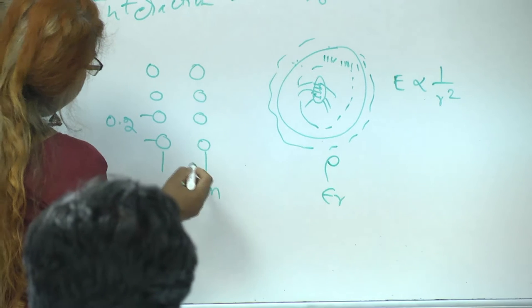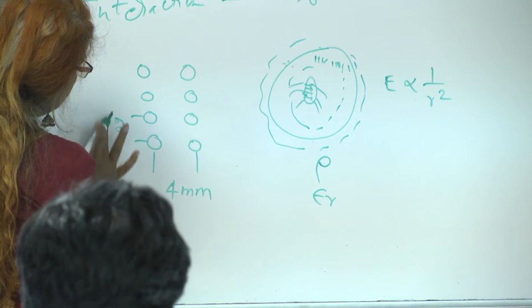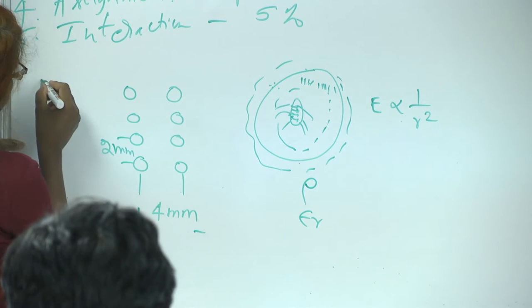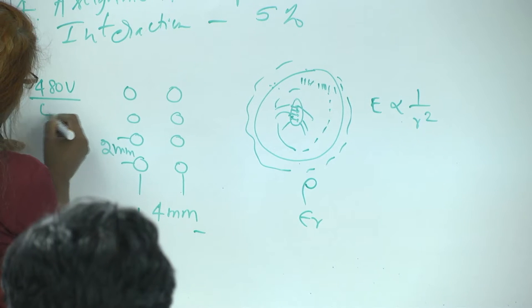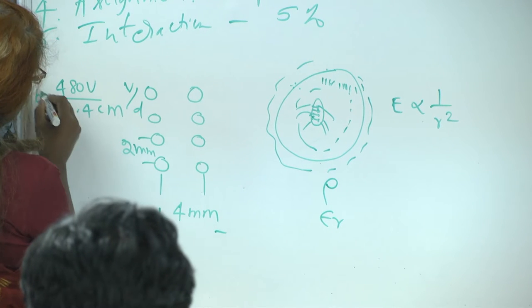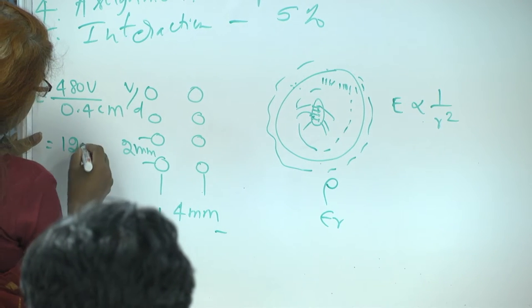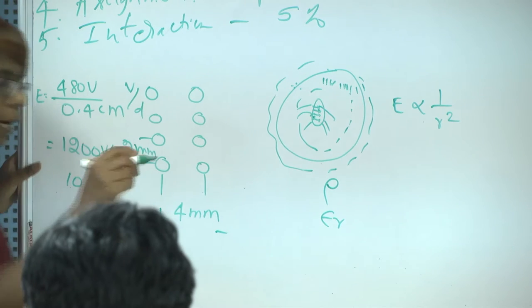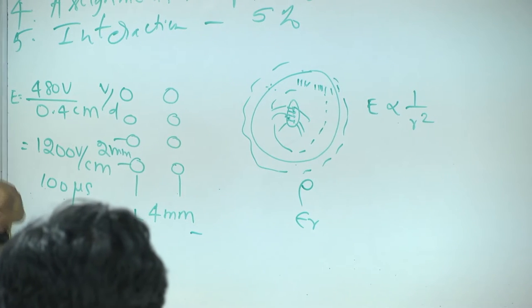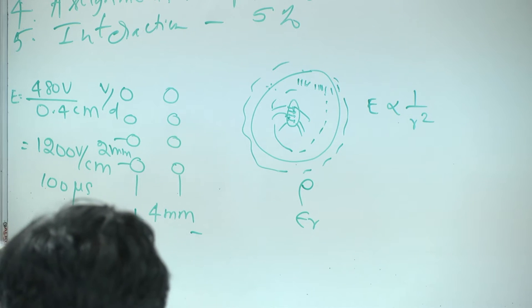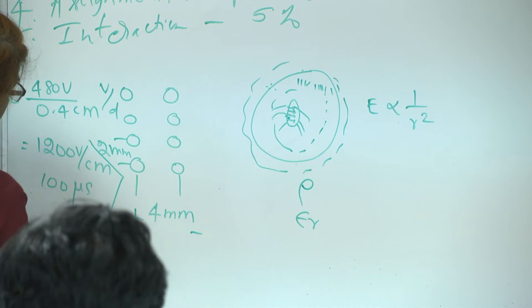This is 4 millimeter, and this is 2 millimeters. One is positive, the other negative. We apply 480 volts across 0.4 centimeter. So V over D is E, 1200 volts per centimeter. Remember, it's only 100 microsecond, 8 pulses. Once we stop the pulses, it reseals: the cell membrane comes back to its original position and the pores will be gone.